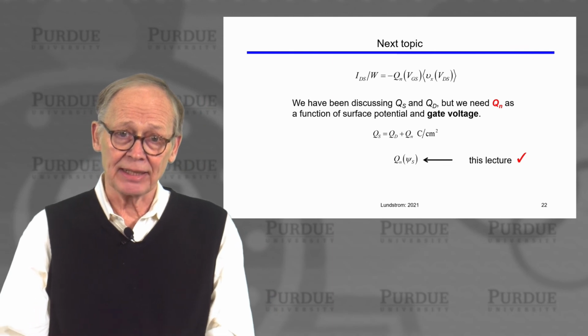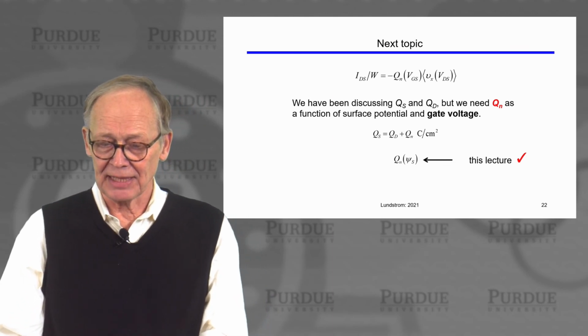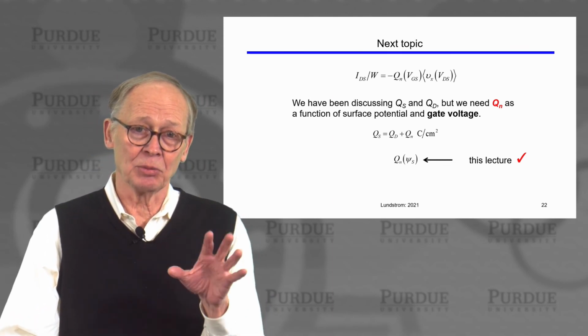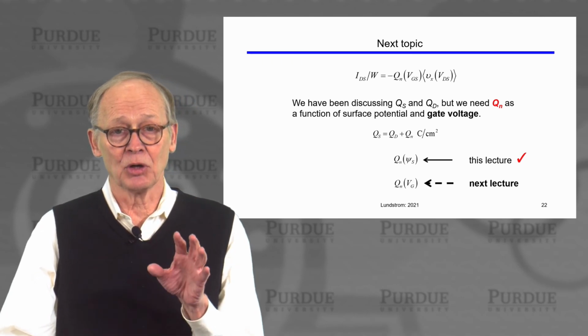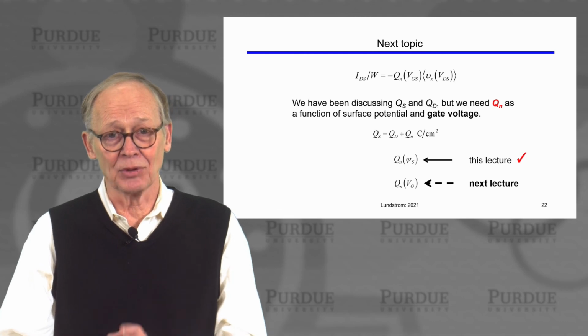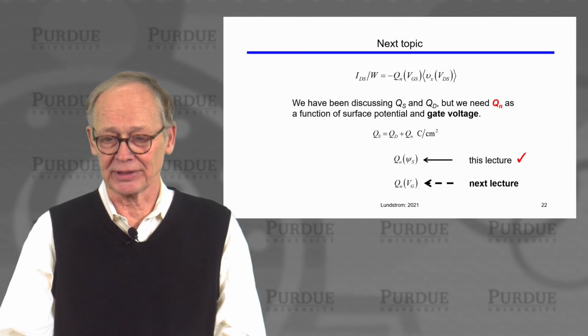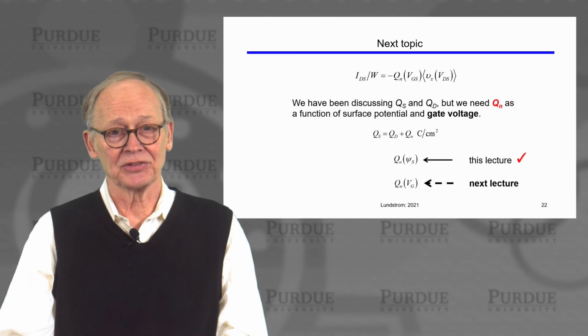Now, the next topic that we need to address, now that we understand how the mobile charge is related to the surface potential, is we need to understand how the mobile charge is related to the gate voltage that produced that surface potential. That's what we'll discuss in the next lecture.